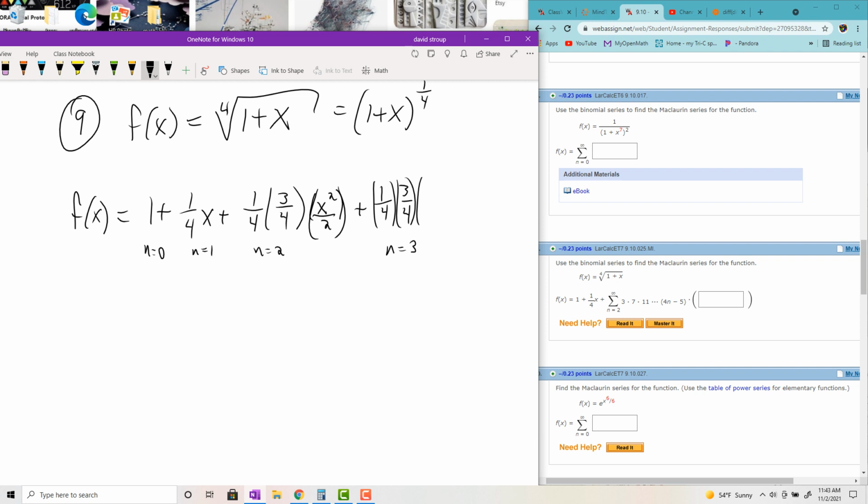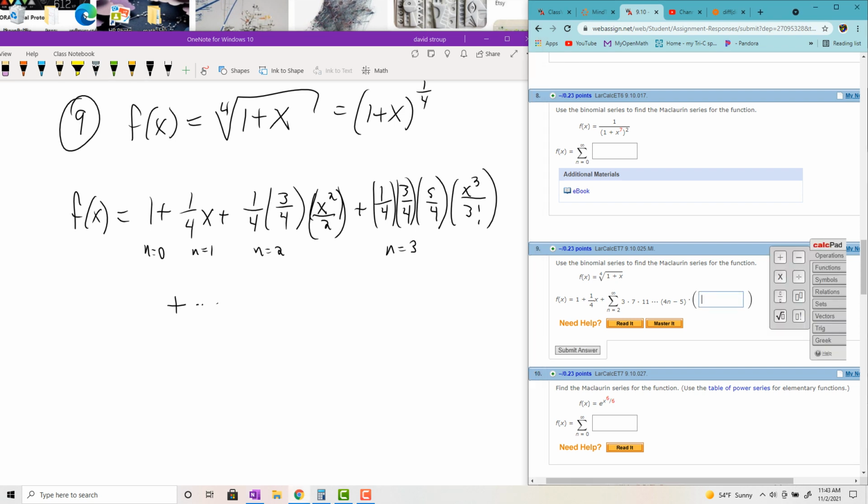So 1/4, then 1 minus 1/4, then 2 minus 1/4 will be 5/4. So x cubed over 3 factorial, and on, right? So using this formula, I think we could kind of guess at it. So it's 3 times 5 times 3 times 1, so 4n minus 5, and then it's just n, x to the third power, so x to the n divided by n factorial.